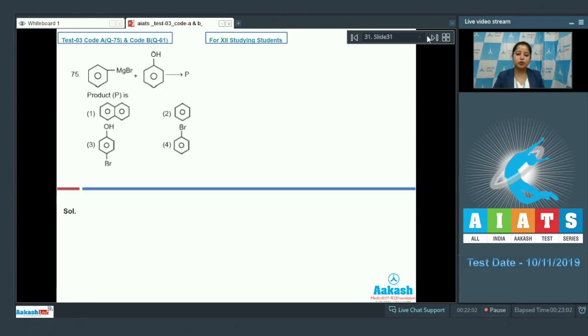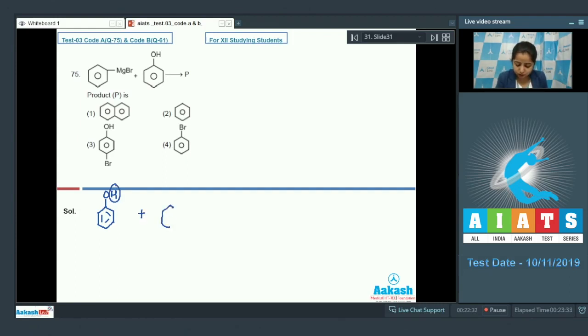Let's move to the next question, students, which is 75. Let's read the question, students. In this question, we are given a Grignard reagent and phenol, and we have to identify the product, and we are given 4 compounds. So let's see what happens when Grignard reagent reacts with phenol. Students, as we all know, phenol is acidic in nature. This hydrogen is acidic hydrogen.